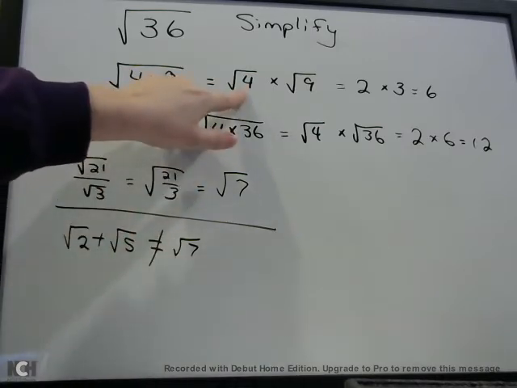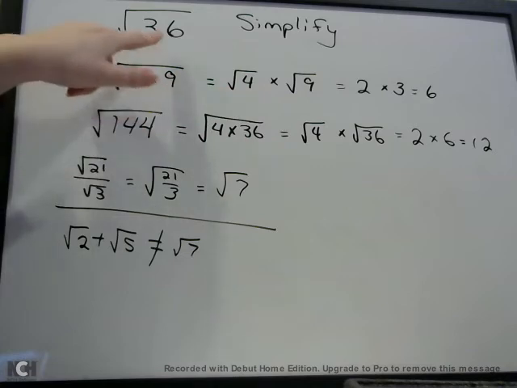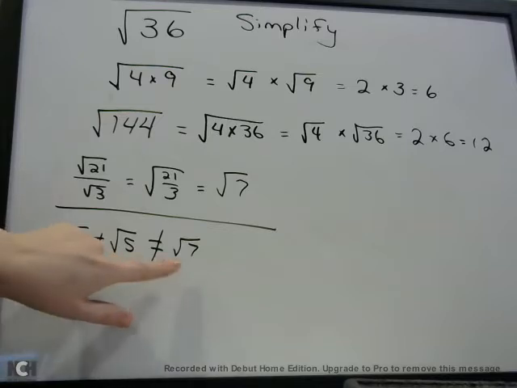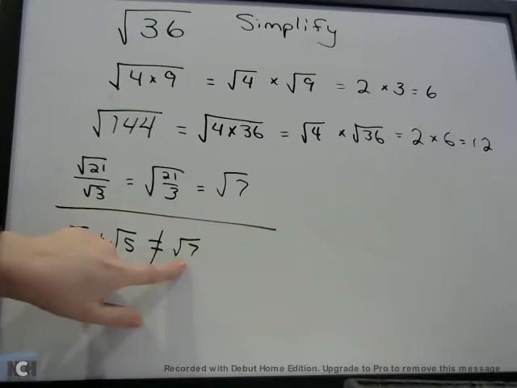So here, like we had the square root of 4 times the square root of 9, we could put those together and say the square root of 36. You cannot do that when you add. So please don't make that mistake. If you have the square root of 2 plus the square root of 5, that is not equal to the square root of 7. And you can plug that into your calculator. Find out what the square root of 2 is. Find out what the square root of 5 is. Add those two numbers together. You're not going to get the same number as if you put what the square root of 7 is.